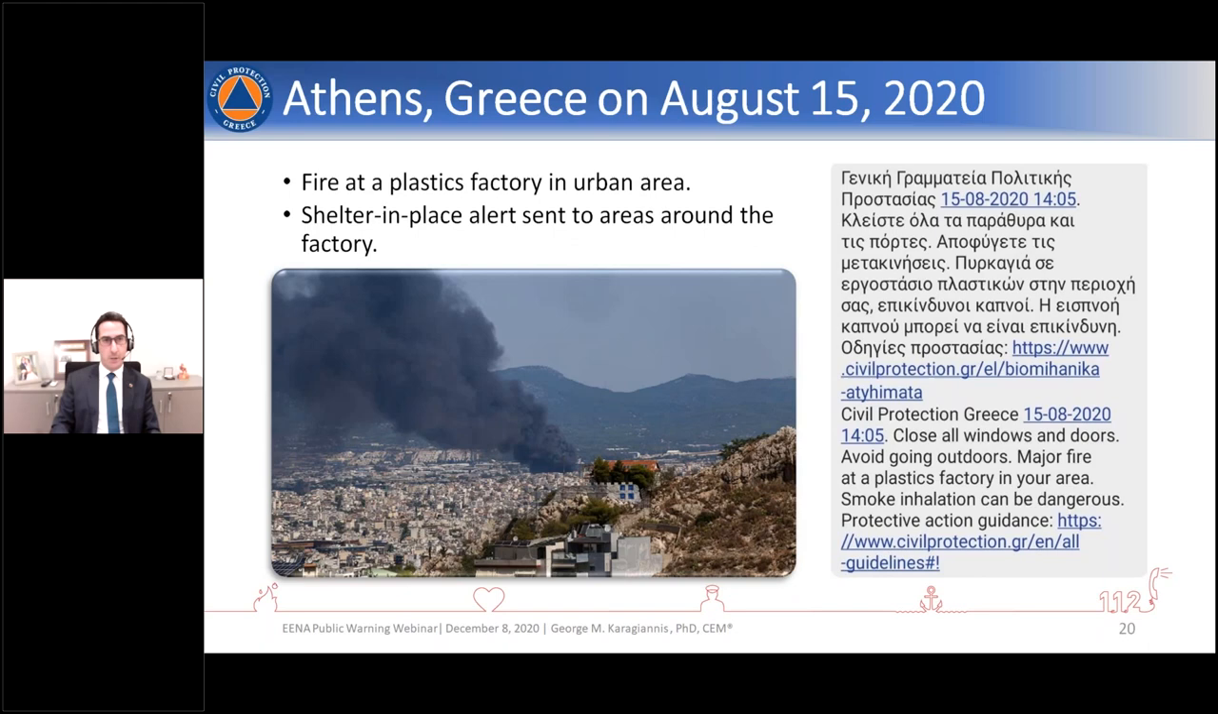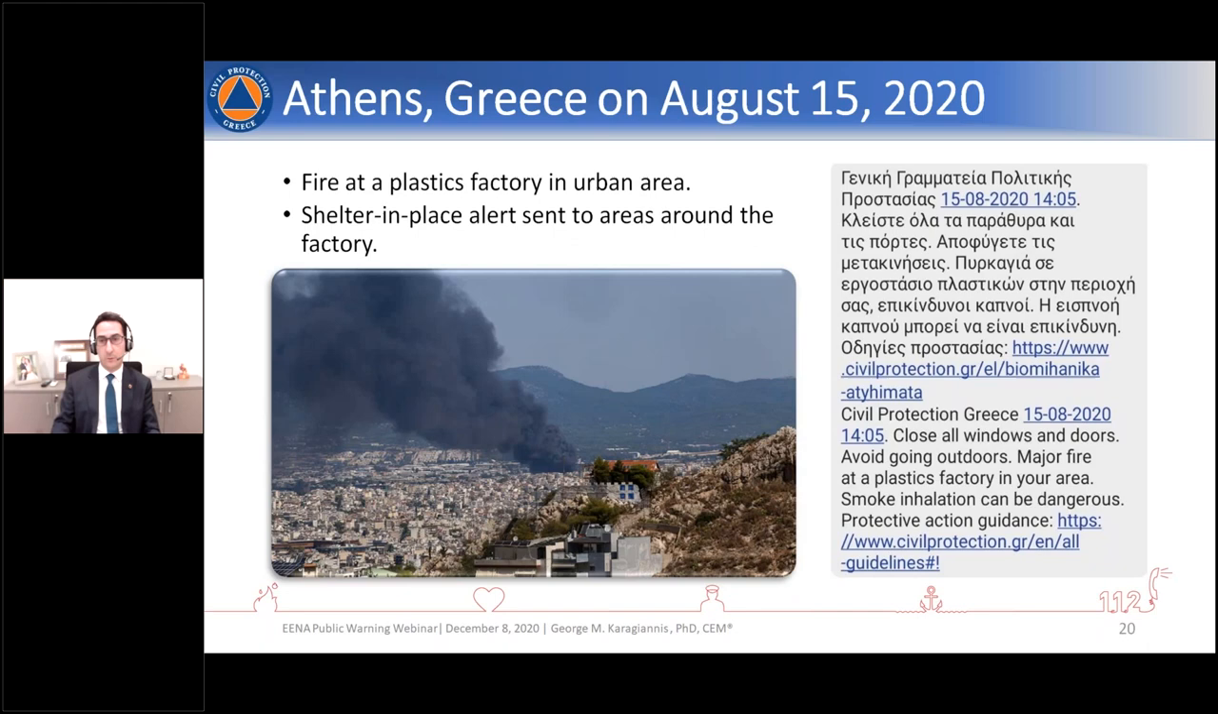You will see that we added a URL leading to the Protective Action Guidelines section of Civil Protection Greece's website. This was probably a best practice in that it provided more information than can fit in a 600-character message. The added benefit is that the Protective Action Guidance section of Civil Protection Greece is in multiple languages, which provided more information to those who could not read Greek or English.